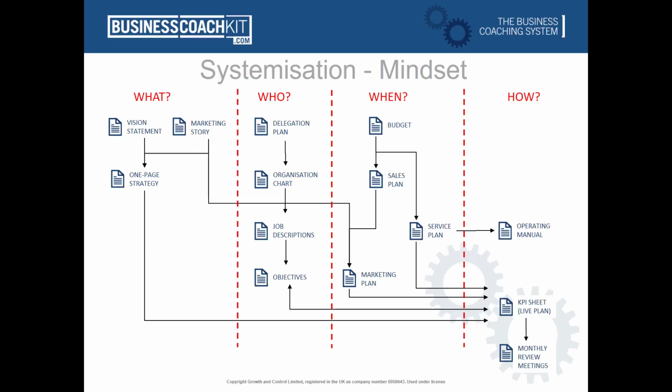So this is a systemisation roadmap. I'm not going to go into it in too much detail in this video. There's another video on the actual roadmap and use of the roadmap in systemisation coaching. But briefly, you can see it has those 4 questioned areas: what, who, when, and how. And it has 14 deliverables or changes or techniques that you will use to help your clients through this systemisation process.